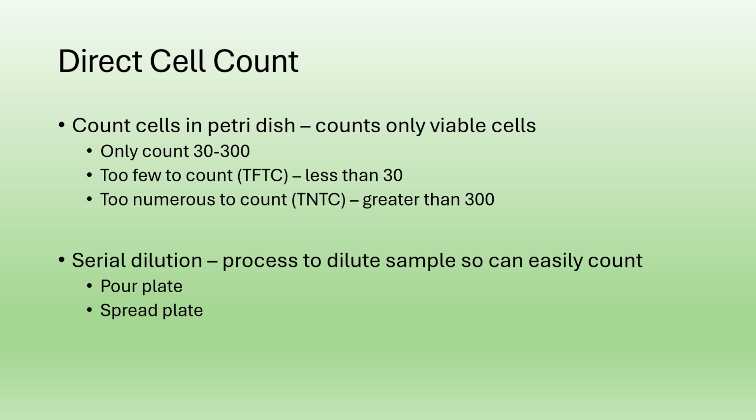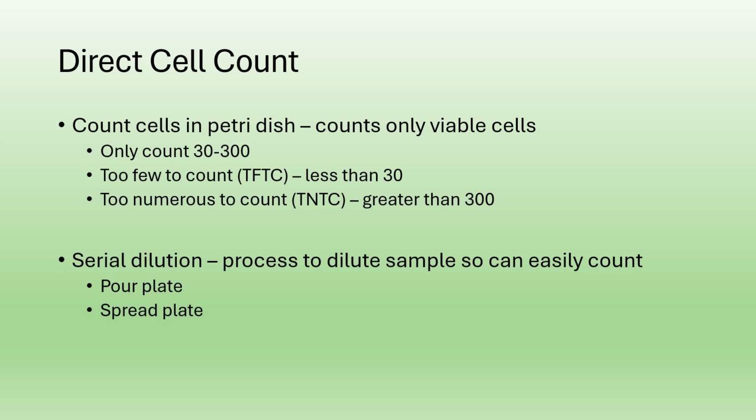Probably a more common way of counting cells is a direct cell count, where you're counting the cells that grow in a petri dish. Obviously, you're only counting the living or viable cells at this point. Now, when you do a direct count using petri dishes, it's very important that you remember you only count between 30 and 300 colonies. Colonies are the individual little spots where the bacteria are growing.